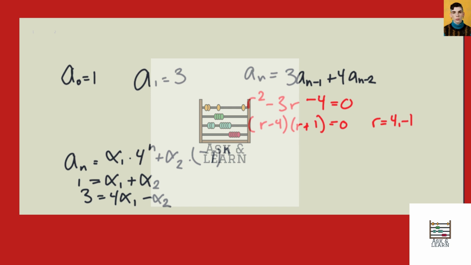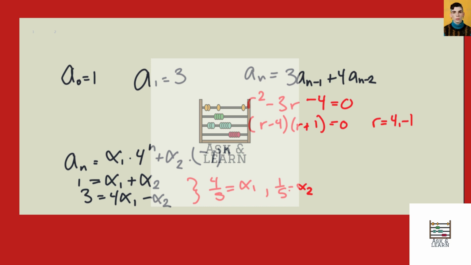So if we add these together, we end up with 4/5 is equal to alpha 1. And then if we put the 4/5 into this first equation, we know that 1/5 is going to be equal to alpha 2. So I just added these two together. The alpha 2 canceled out. And so we had 5 alpha 1 is equal to 4, divided by 5 on each side.